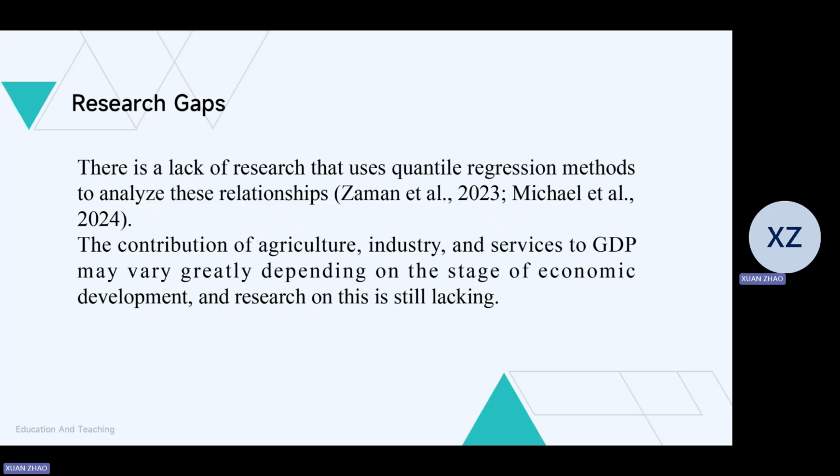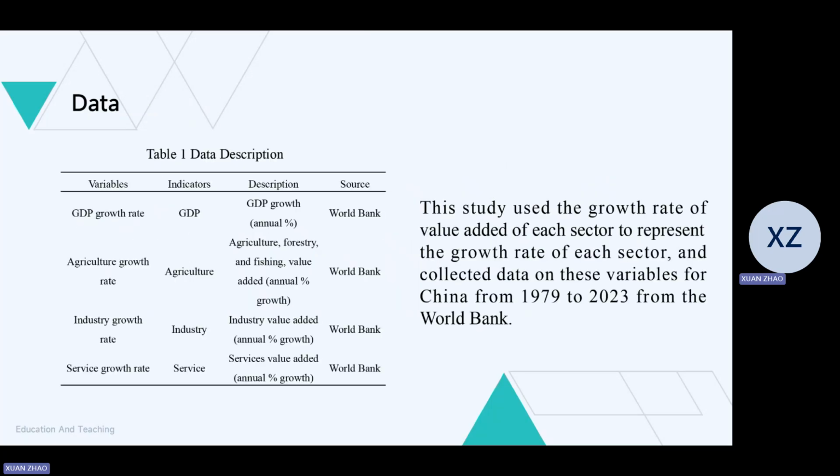And this research, through the literature review, found the following research gaps. The first one is there is a lack of research that uses the quantile regression method to analyze these relationships. The contribution of agriculture, industry, and services to GDP may vary greatly depending on the stage of economic development, and the research on this is still lacking. And then I will introduce the data.